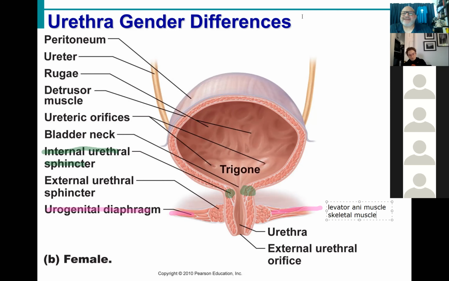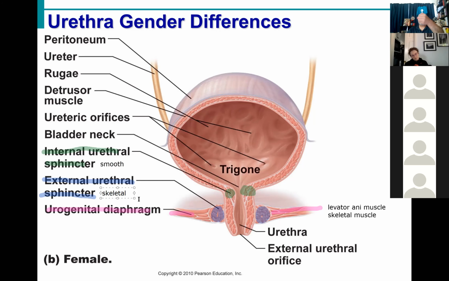So just like we saw in defecation, we have two sphincters: an internal urethral sphincter, which is comprised of smooth muscle, and an external urethral sphincter made of skeletal muscle. Now, notice, unlike defecation, where the smooth muscle of the internal anal sphincter is surrounded by the external anal sphincter, notice here they're separate from each other.